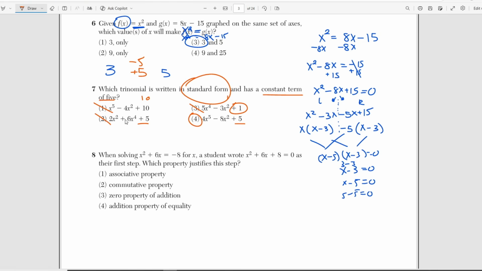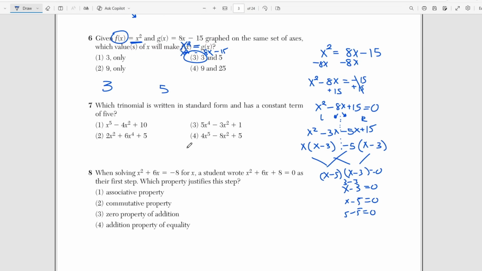This is not written in standard form because the biggest exponent is not the first term. Here it's the second term, right? All right, moving on to number 8.